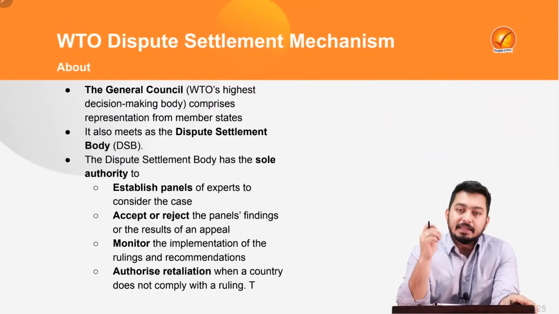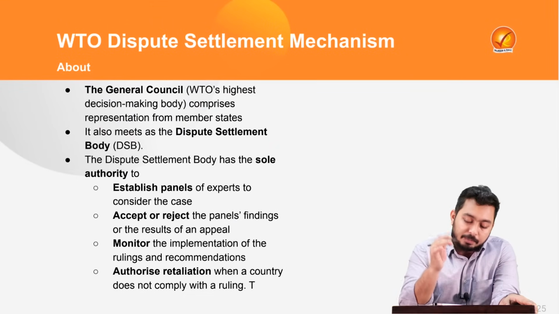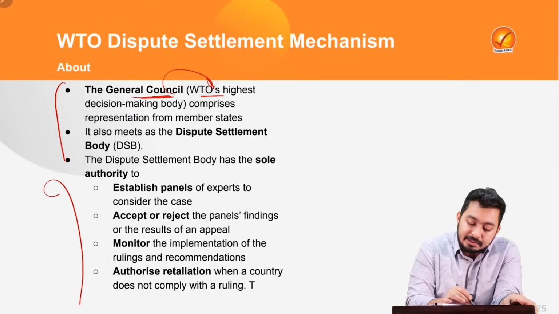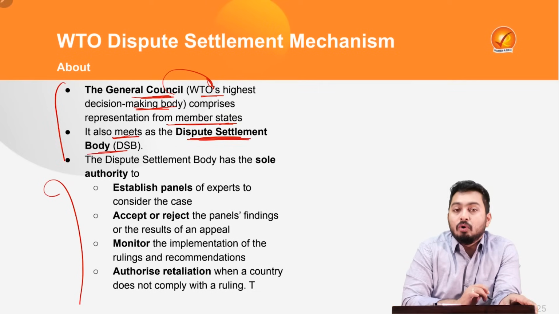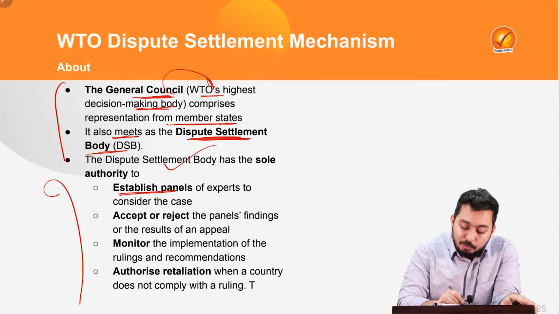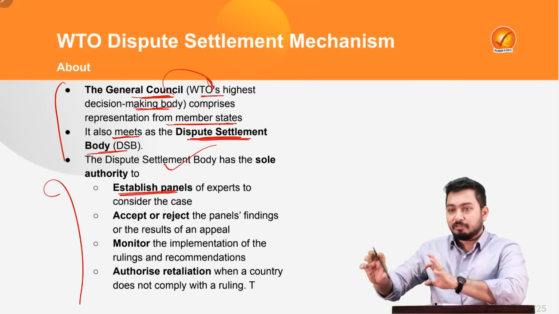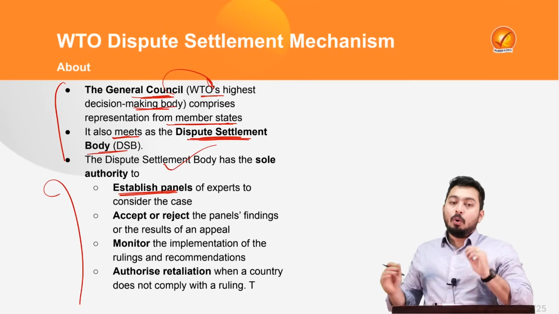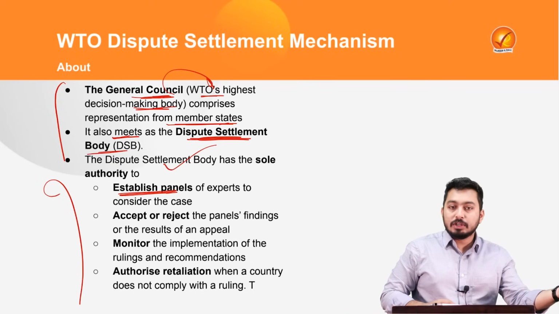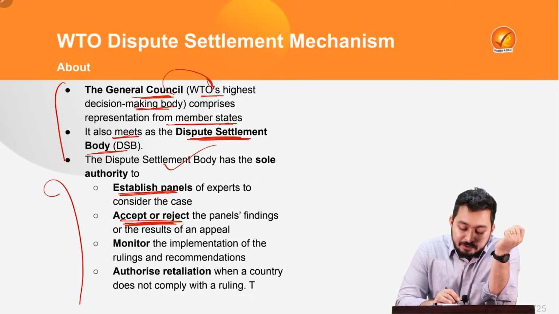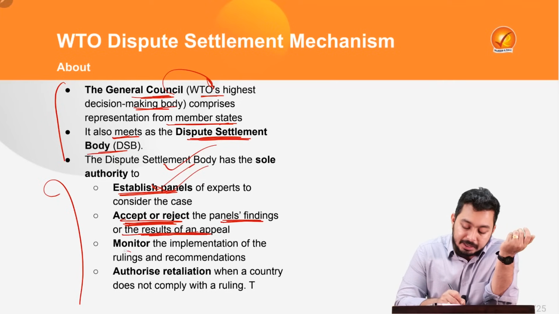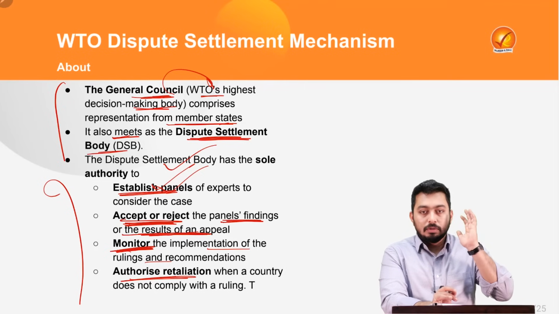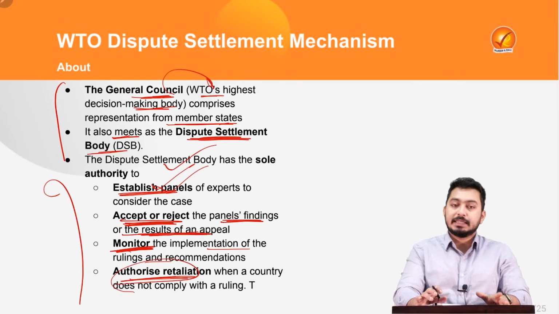Now, why this is important is that there are some issues with this dispute settlement mechanism in the WTO. The General Council, which is the WTO's highest decision making body, comprises representation from member states, and it also meets as the dispute settlement body, or DSB. The DSB has the authority to establish panels. I'll create a panel for, let's say, intellectual property, and a panel for biotechnology. Why? Because I'll create an expert panel who will adjudicate cases related to biotechnology, and another body for intellectual property. Then as a body, I will accept or reject the panel's findings, or the results of an appeal. I will also monitor the implementation of the ruling, and I can also authorize retaliation. If you do not agree to my adjudication, my judgment, then I will authorize retaliation.